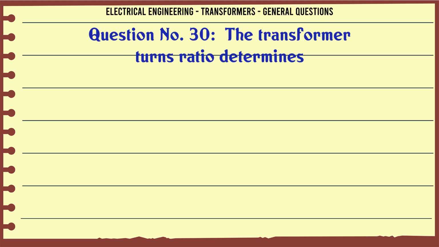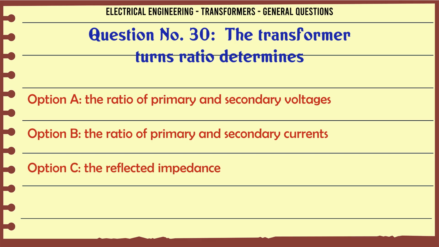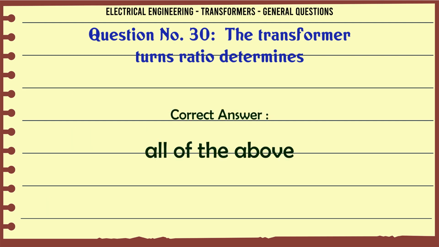The transformer turns ratio determines A. the ratio of primary and secondary voltages, B. the ratio of primary and secondary currents, C. the reflected impedance, D. all of the above. The correct answer is all of the above.